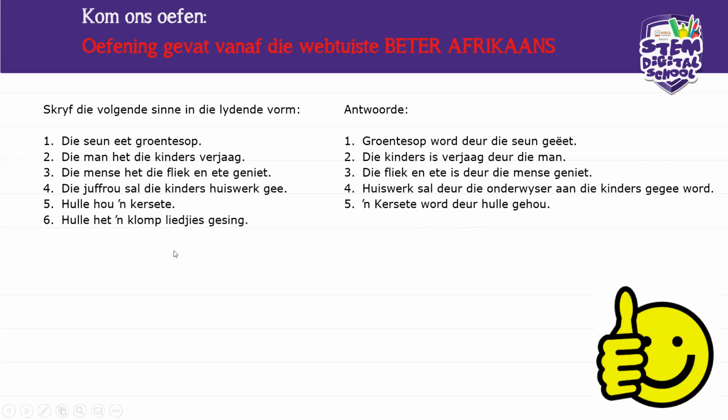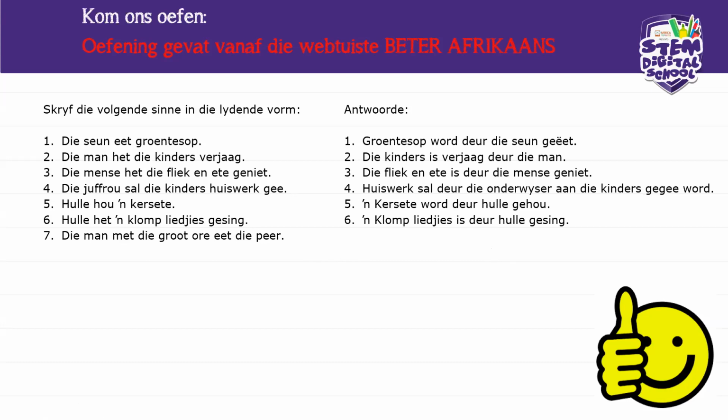Next one, hulle het 'n klomp liedjies gesing. Subject, hulle. Object, 'n klomp liedjies. So start the sentence with. Okay, remember, hulle het 'n klomp liedjies gesing. So "is", "deur", the GE in front of the verb because it's written in the verlede tyd. So 'n klomp liedjies word deur hulle gesing. Okay, guys. Remember the words in the past tense. Okay, so let's start again. Hulle het 'n klomp liedjies. Natalie, almost there. The answer, don't worry, it's fine: 'n klomp liedjies is deur hulle gesing. Remember past tense. There's two words that you're going to use with it. It's "is" and "deur".